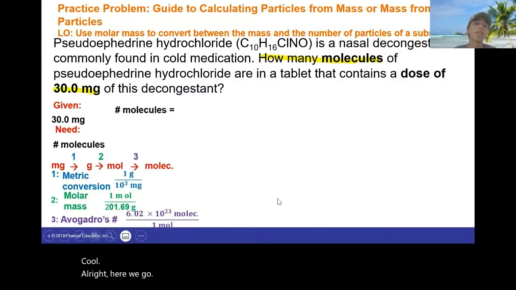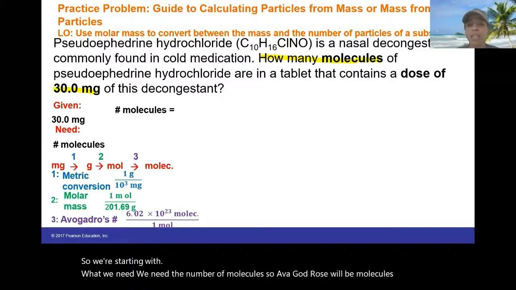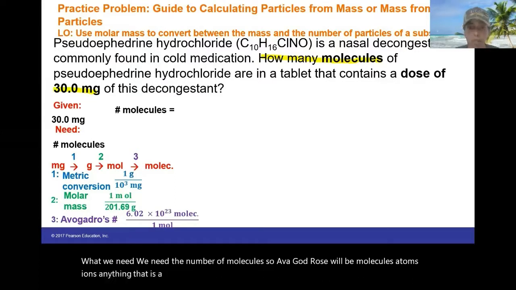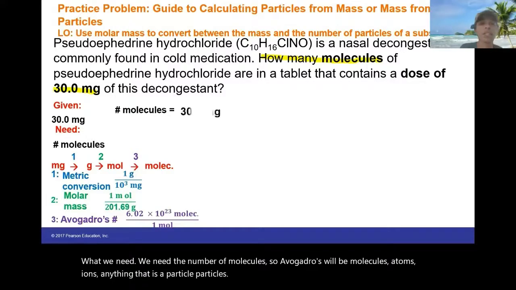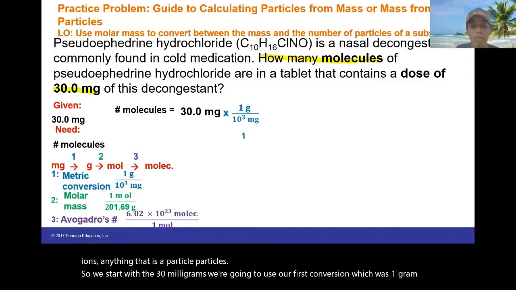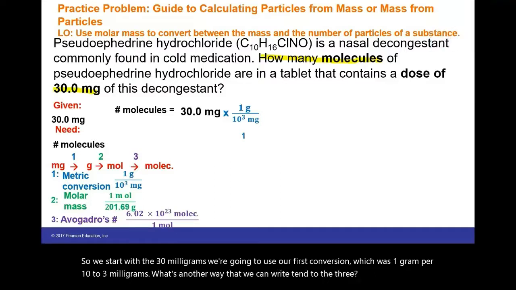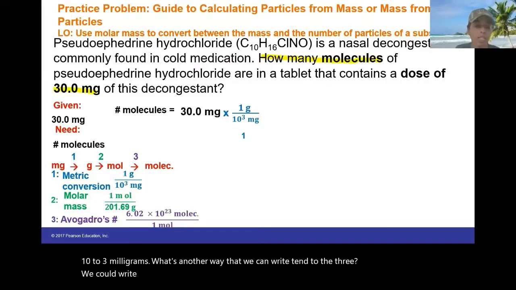So we're starting with what we need. We need the number of molecules. So Avogadro's will be molecules, atoms, ions, anything that is a particle. All right. So we start with the 30 milligrams. We're going to use our first conversion, which was 1 gram per 10 to the 3 milligrams. What's another way that we can write 10 to the 3? 1,000. We could write 1,000 there as well, and it's easier to put 1,000 in your calculator.